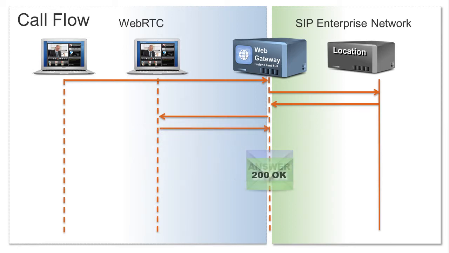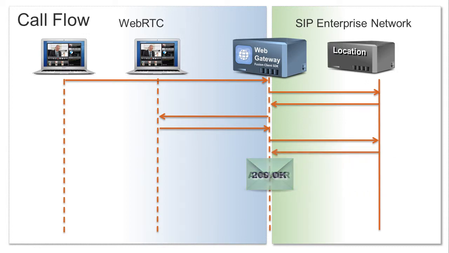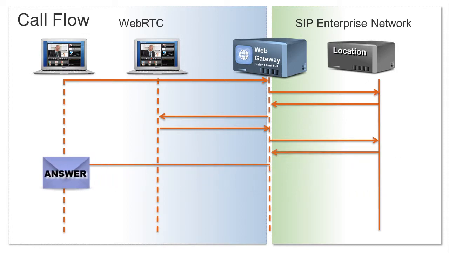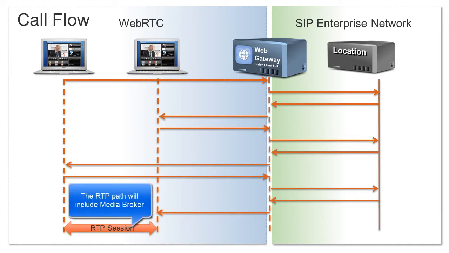Messages are passed back and forth between the enterprise network and the caller and callee, mediated by the web gateway. Once the call is answered and the appropriate messages have been sent, both WebRTC and SIP, then the RTP sessions are established between the two endpoints.